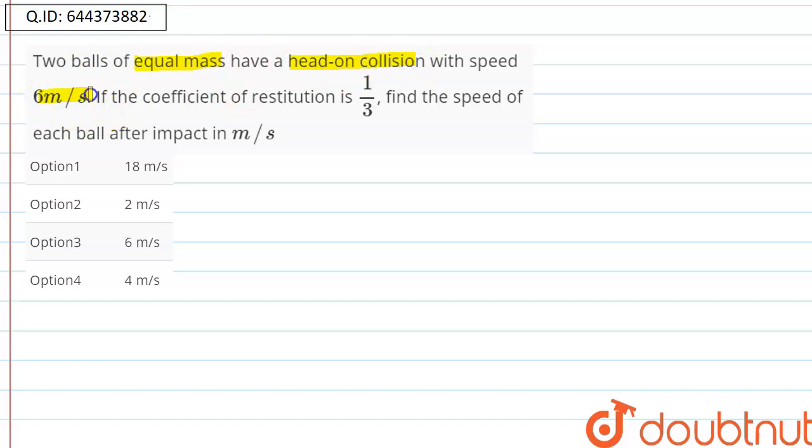Hello friends, the problem is: two balls of equal mass have a head-on collision with a speed of 6 meters per second. If the coefficient of restitution is 1/3, find the speed of each ball after impact in meters per second.